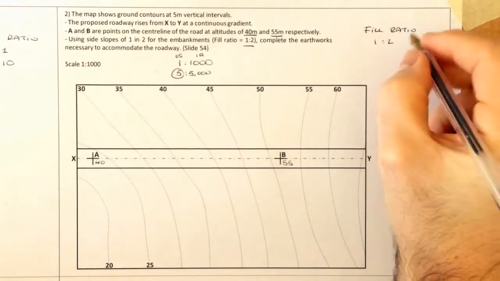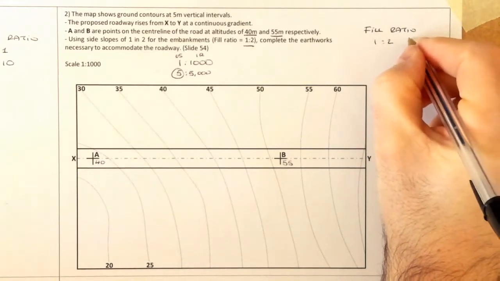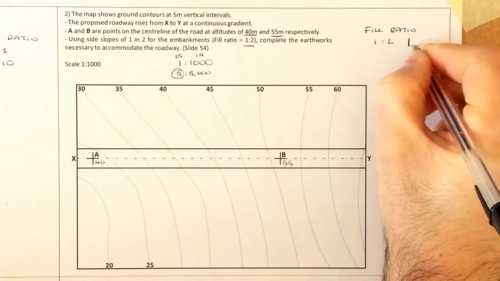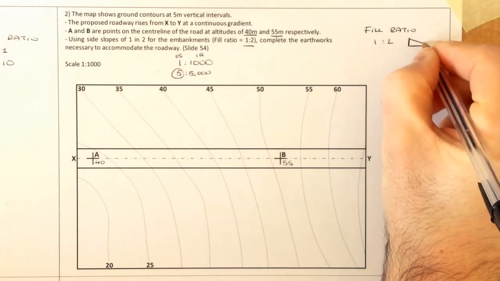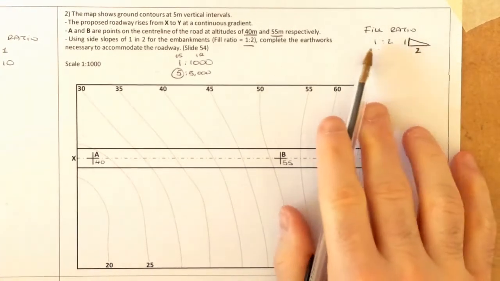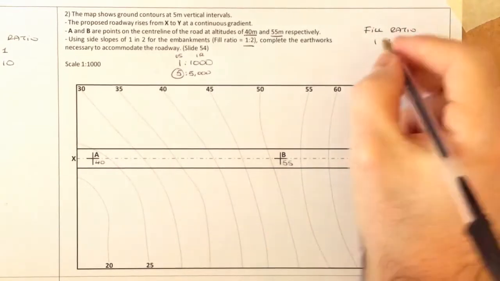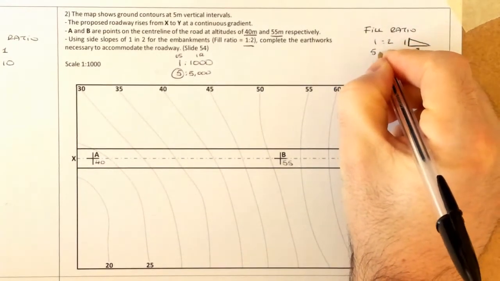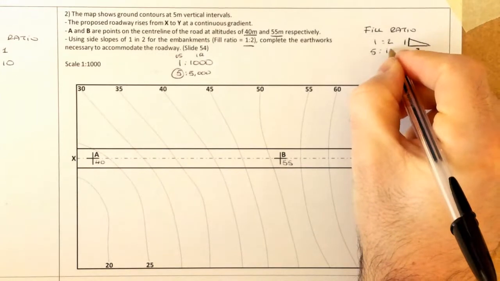So what that means is for every 1 meter I step down from my fill triangle, I'm going to step out 2. So 1:2. That means I have to apply this 5 to this ratio. So 5 times 1 is 5, and 5 times 2 is 10.